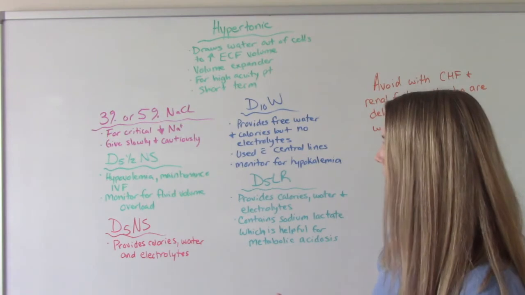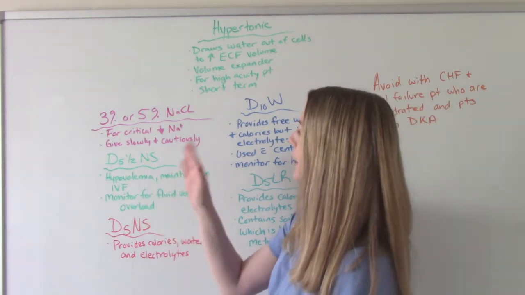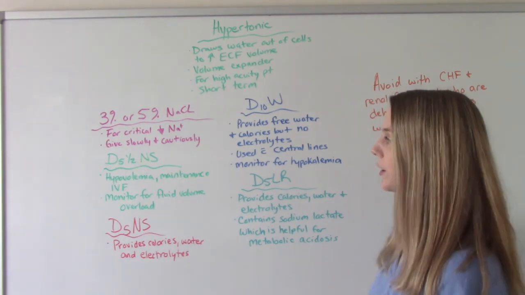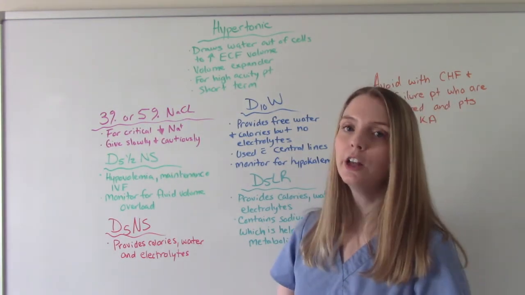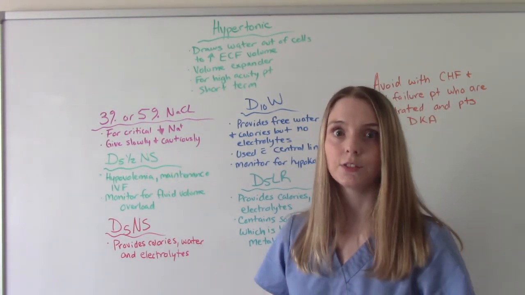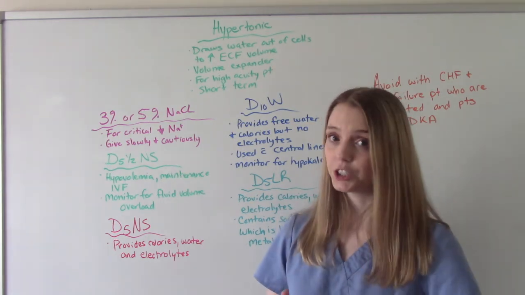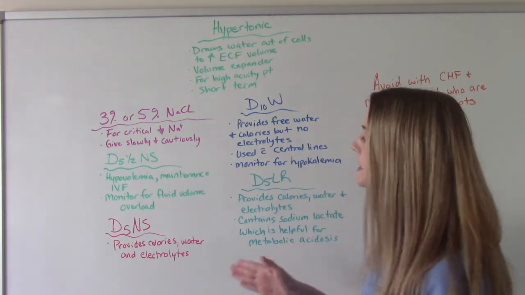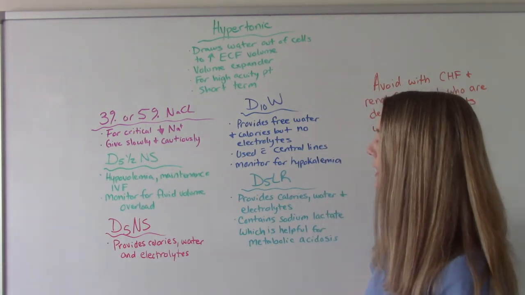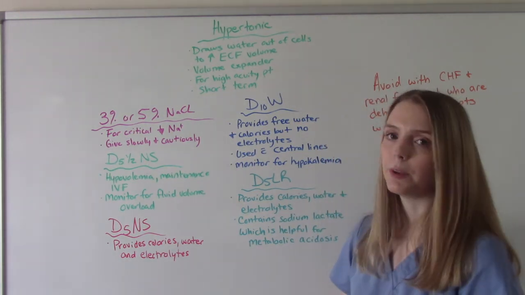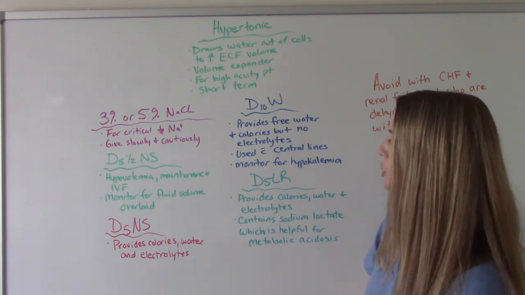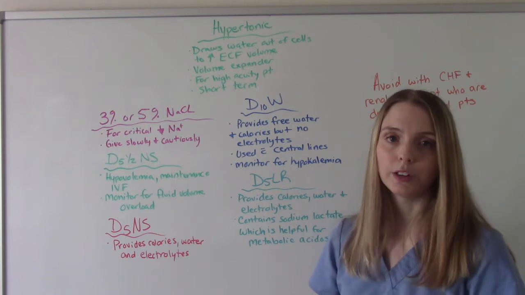So some common ones include 3% or 5% sodium chloride. These are for patients who have critical levels of hyponatremia, so very dangerously low levels of sodium. We want to be very cautious. We want to give this very slowly. D5 half normal saline is used for patients who have hypovolemia and can be used as a maintenance IV. But in this, we want to make sure we're monitoring for fluid volume overload.